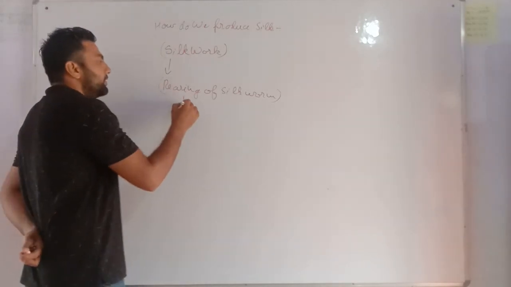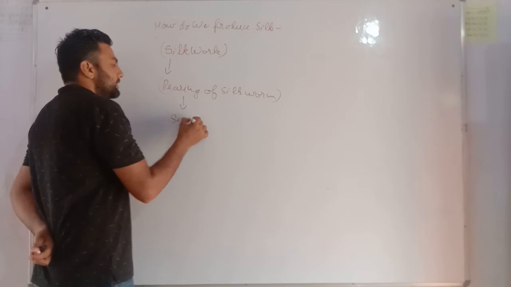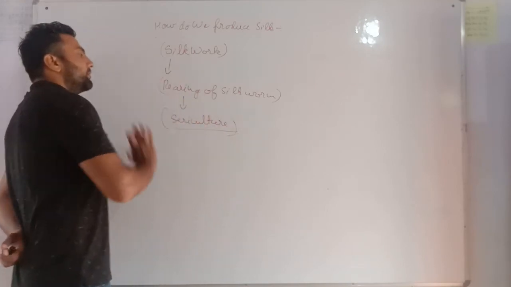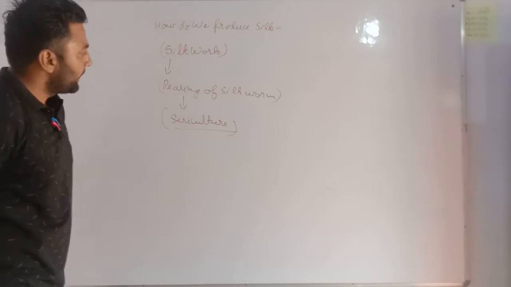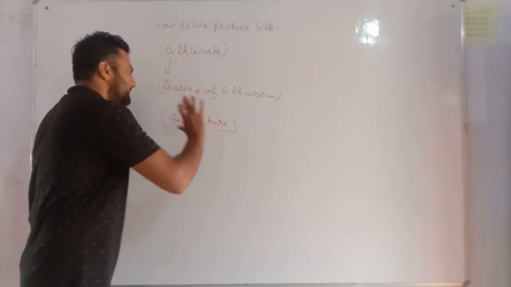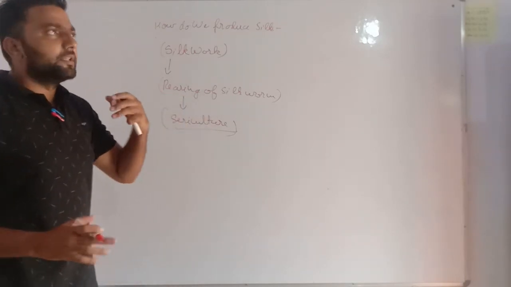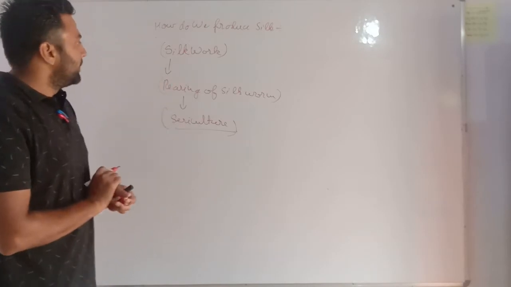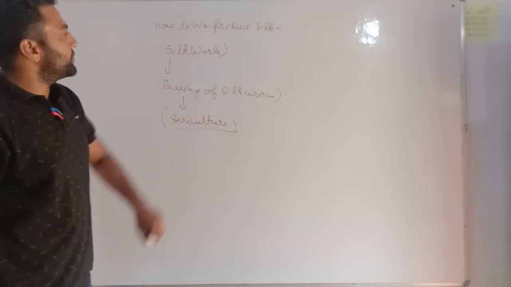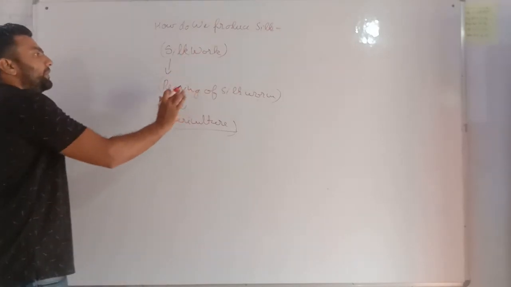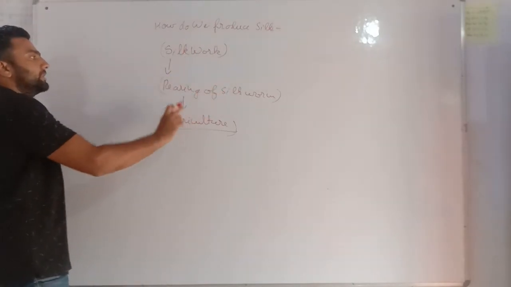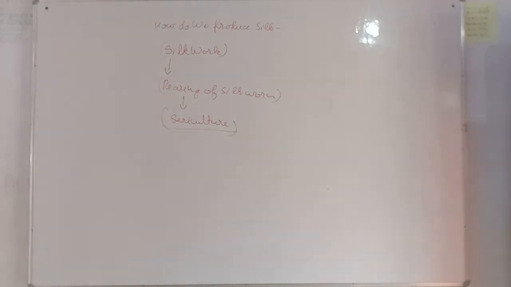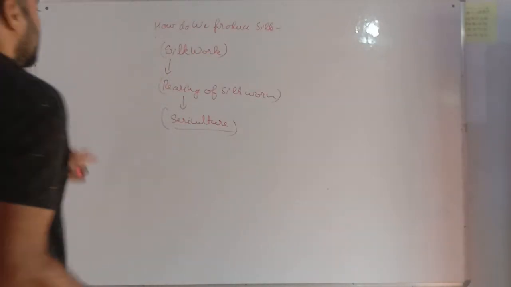Very important. Rearing of silkworm is known as sericulture. Or you can also say the process to keep any silkworm safe is known as sericulture. So, how do we produce silk? We get silk from silkworm, and rearing of silkworm is known as sericulture. We need to do the rearing of silkworm. Very important, my dear students. How do we get silk?